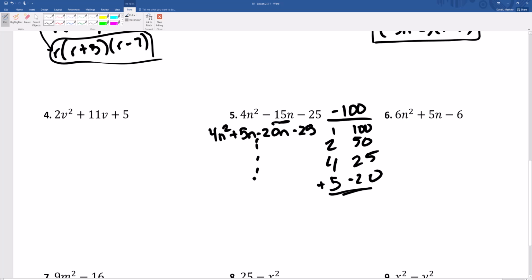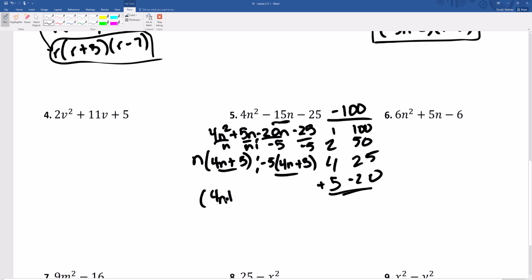So what they have in common is n. So you get 4n plus 5. And then there's a negative, so I want to take out the negative, and then between that is going to be 5. So negative 5, you get 4n plus 5. So now these are the same, so we can rewrite it or factor that out. And then what's in front, the n and the minus 5, is my new factoring.